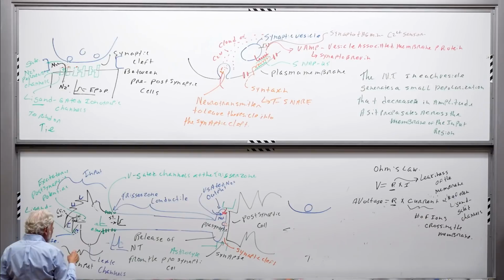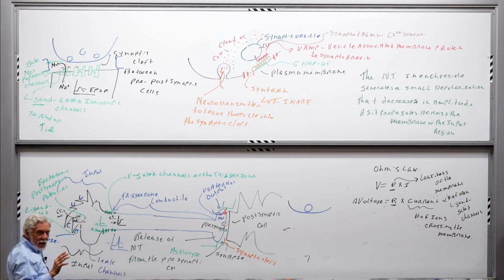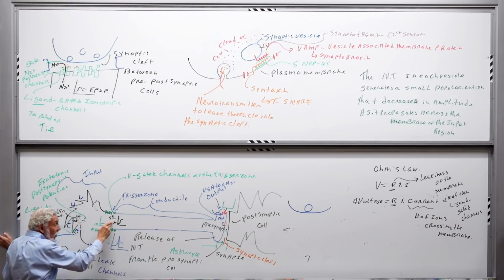So let's say in our initial story we have no leak channels. We can't have that because we need some leak channels. But let's take the extreme case where there are no pathways across which the potassium can leave. It's basically a perfect garden hose. Then in that case, the depolarization placed on the membrane here is going to fairly faithfully arrive at this site.